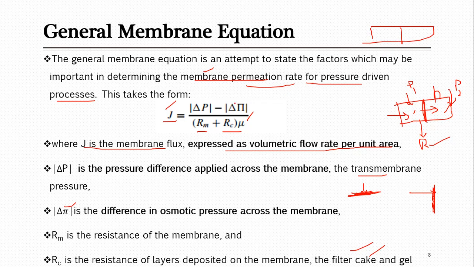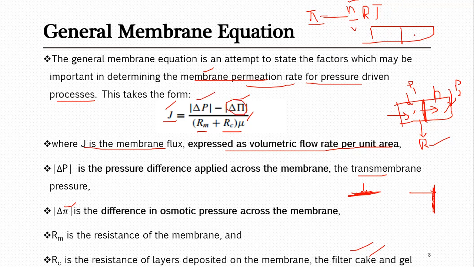Even if salts are present and they are equal on both sides, here we are considering pure solvent, so there is no solute, no salt. In that case, your pi, as I told you, is equal to n over v r t. Here n is zero for pure solvent because there is no solute, so pi will be zero, and the change in pi will be zero. So this term will be omitted.